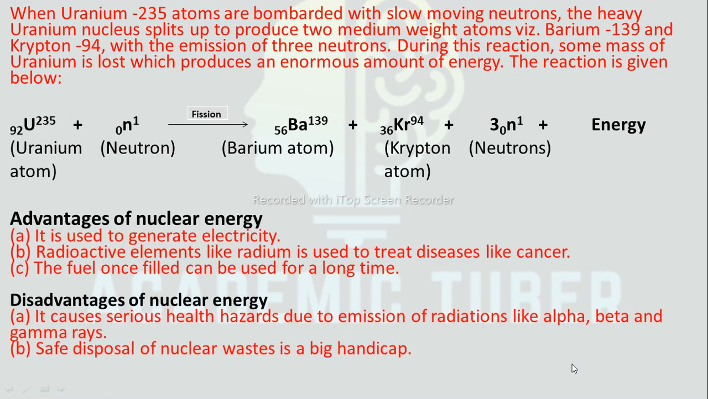Advantages of nuclear energy. It is used to generate electricity. Radioactive elements like radium are used to treat diseases like cancer. The fuel once filled can be used for a long time. Disadvantages of nuclear energy. It causes serious health hazards due to the emission of radiation like alpha, beta and gamma rays. Safe disposal of nuclear wastes is a big handicap.